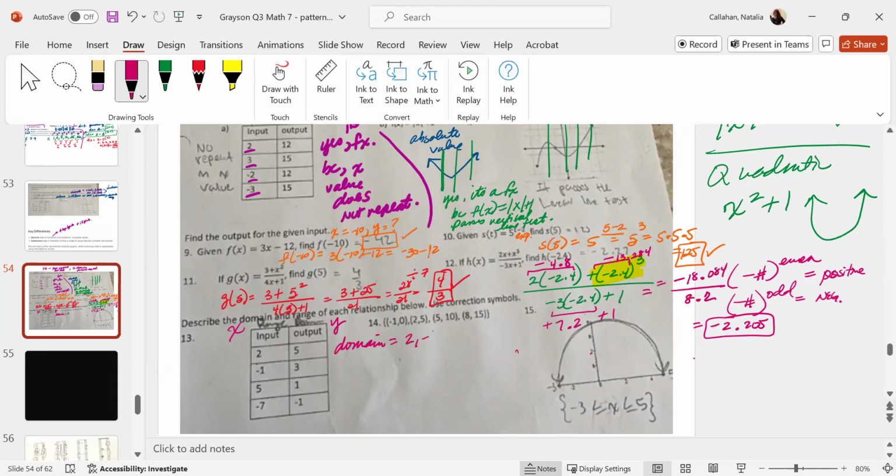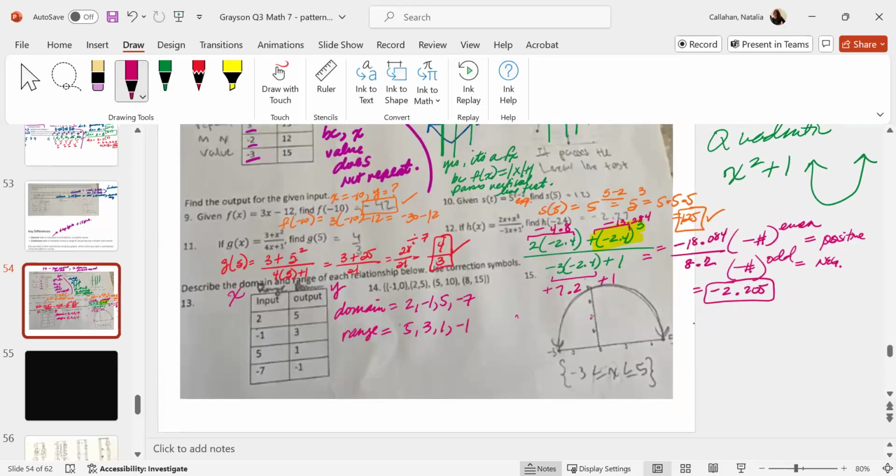Your domain is 2, -1, 5, -7. You didn't write it down. 5, 3, 1, -1. You don't just label it. You should know how to do this. Why didn't you show the work for this?